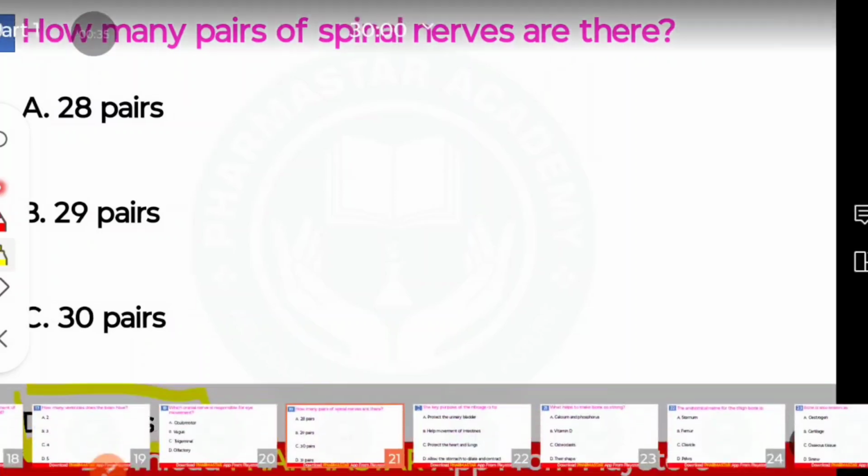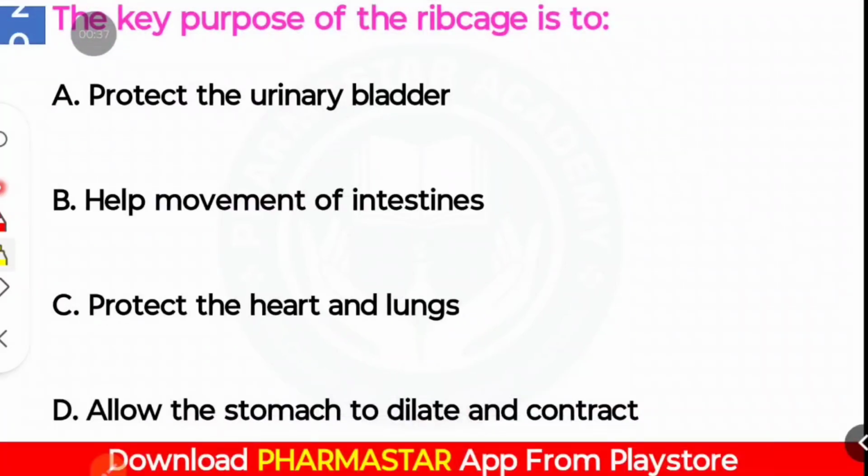31 pairs. Next question. The key purpose of the rib cage is to: option A. Protect the urinary bladder, B. Help movement of intestine, C. Protect the heart and lungs, D. Allow the stomach to dilate and contract. The correct answer is option C. Protect the heart and lungs.